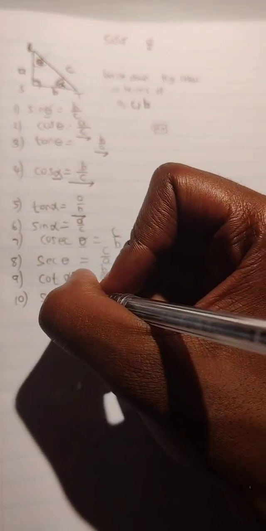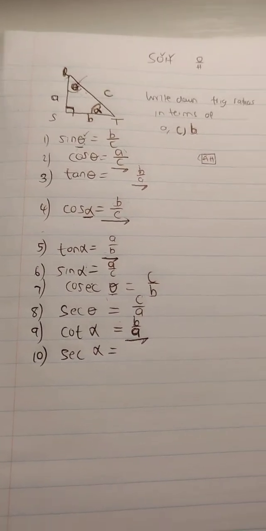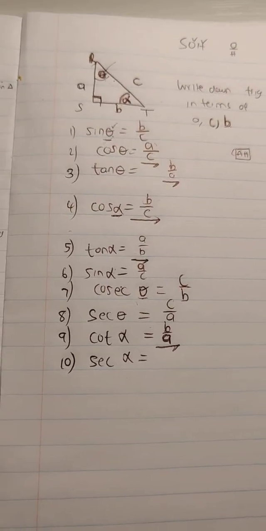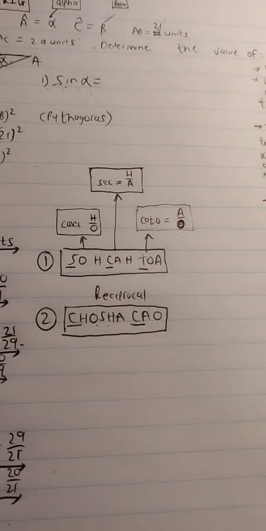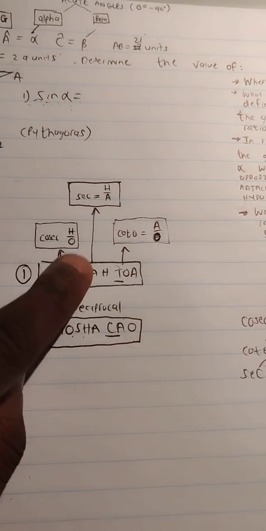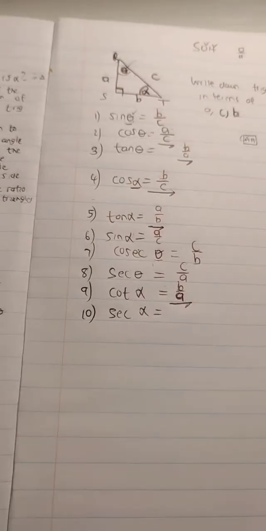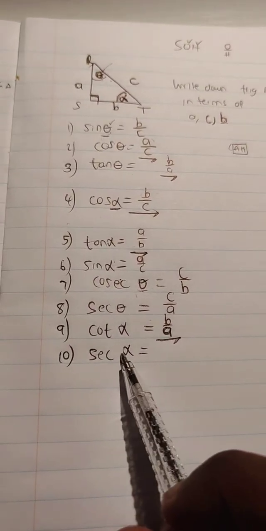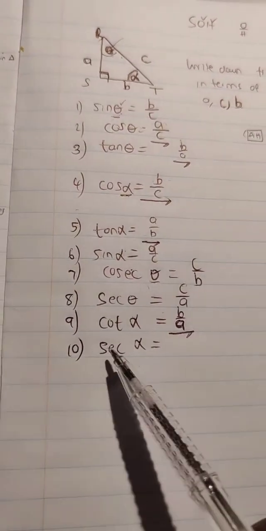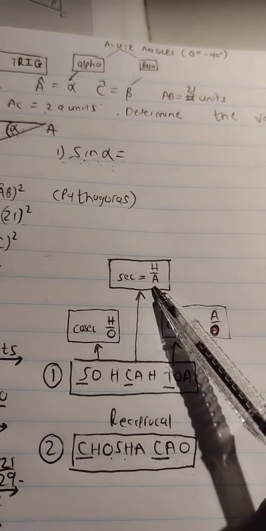Question 10. Sec alpha. What is sec alpha? So once again, sec. What is sec, guys? Remember, sec is the reciprocal of cos. Cos is adjacent over hypotenuse. Sec is hypotenuse over adjacent. So when we say sec alpha, we are referring to which angle? That angle. So when we look at that angle, we ask ourselves, what is the definition of sec in relation to this angle? It is hypotenuse over adjacent.